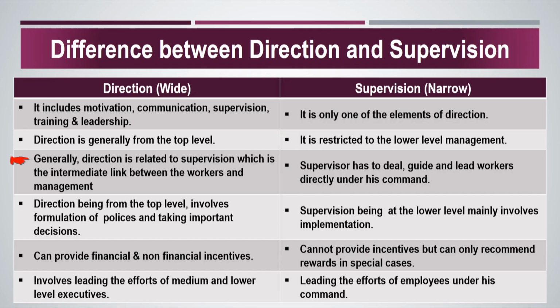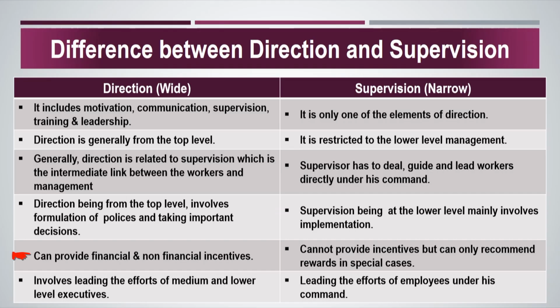Generally, direction is related to supervision, which is the intermediate link between the workers and the management. On the other hand, a supervisor has to deal with, guide and lead workers directly under his command. Direction, being from the top level, involves formulation of policies and taking important decisions. On the other hand, supervision at the lower level mainly involves implementation of the decisions taken by the top management.